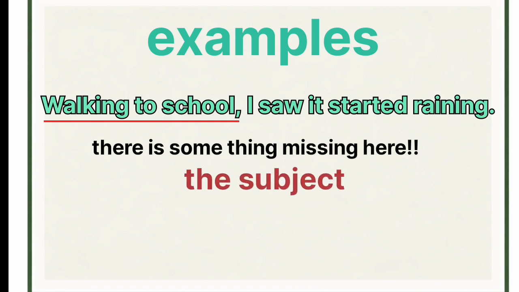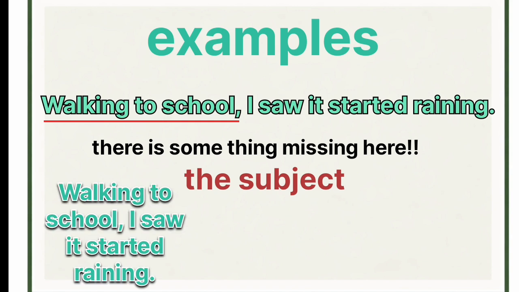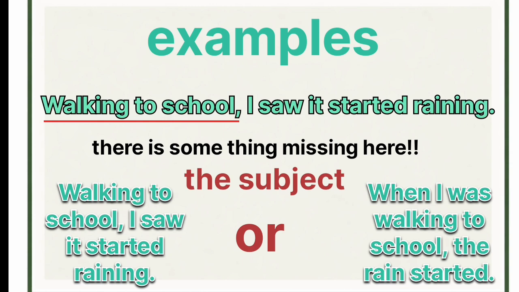Let's correct it together. Walking to school, I saw it started raining. Or, when I was walking to school, the rain started. Here we have the modifier, which is walking to school, and the modified, which is I saw it started raining. Let's take another example.